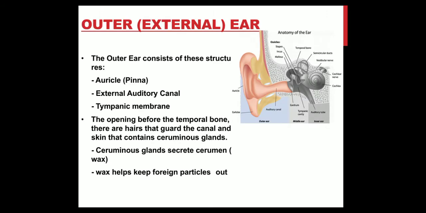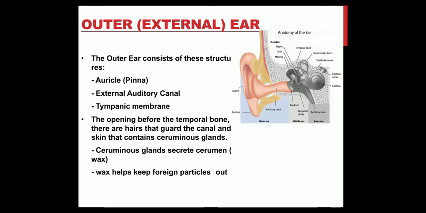Now let's start with the outer external ear. In the diagram you can see this is the part of the external ear. Here it contains the auricle or pinna, external auditory canal, and tympanic membrane, which is also called the eardrum. At the opening before the temporal bone, there are hairs that guard the canal and skin that contains ceruminous glands. The ceruminous glands secrete cerumen, the wax, and wax has a major property that it keeps foreign particles out, and it also has a bactericidal effect.